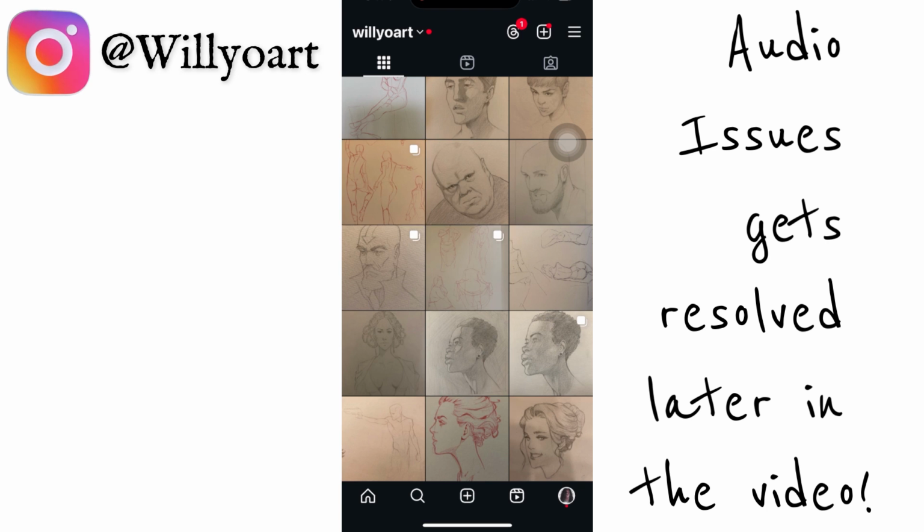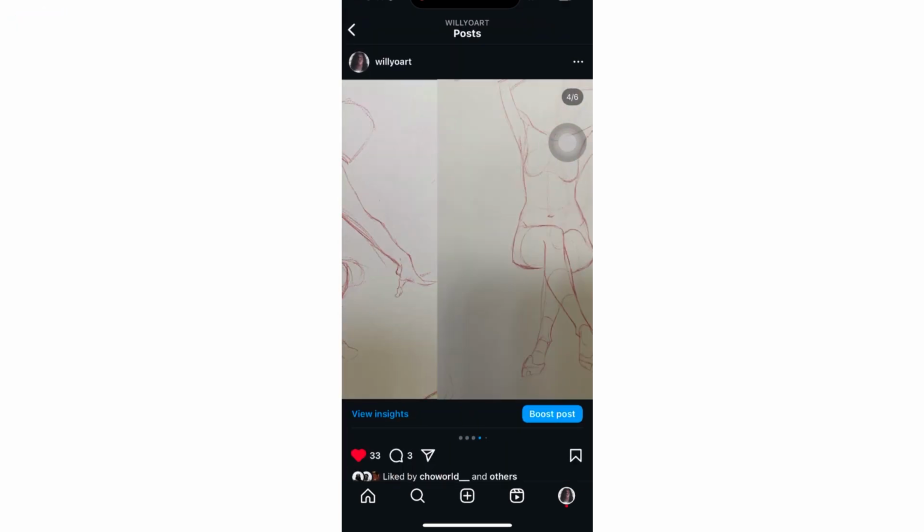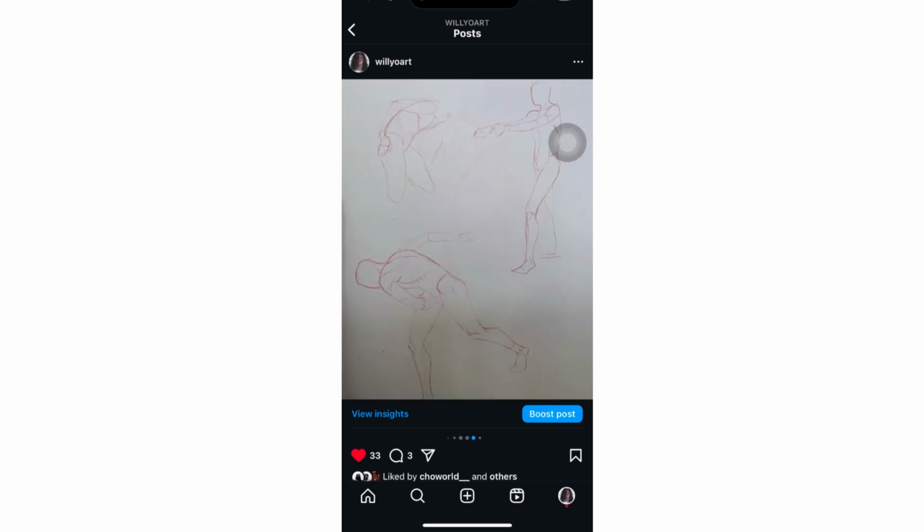You'll see that the very first posts are of me trying to do figure drawings and practicing figure drawings. I'm obsessed with it and I've been obsessed with it.